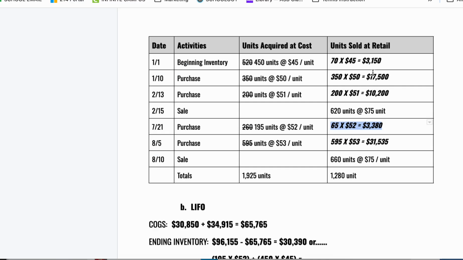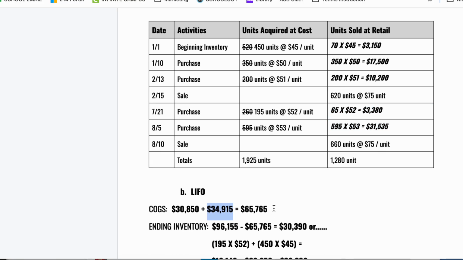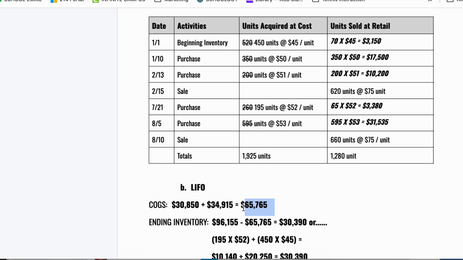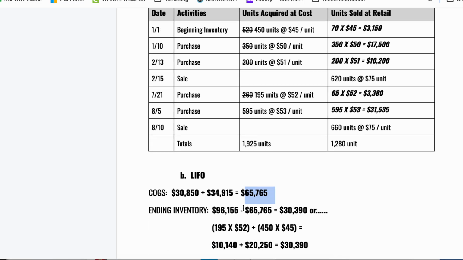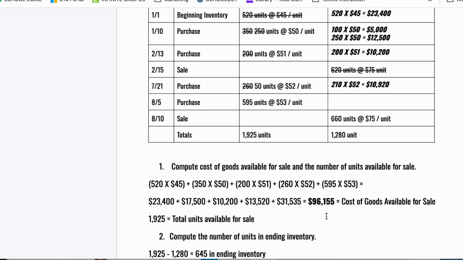So I add all of those together. I add these three together, and I got 30,850. And then I add these two together, and I get 34,915 for a total cost of goods sold for LIFO of 65,765. And then my ending inventory for that is 96,155. Remember, where did I get this? I got that from up at the beginning right here.